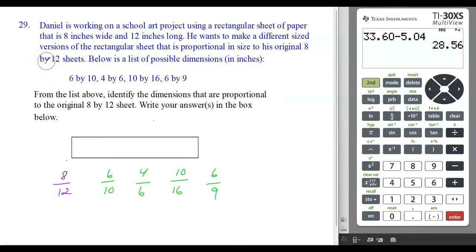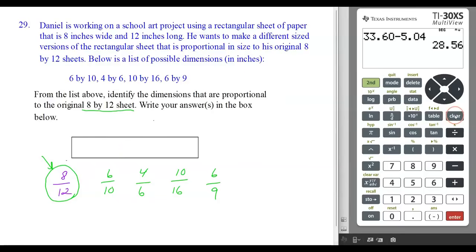So as you can see, when it says his original sheet here is 8 by 12, I can write that as a fraction, 8 over 12. 6 by 10, I can write that as 6 over 10. So I want to know which ones are proportional to this. So really what I'm going to do is reduce the fractions on my calculator, and whichever ones come out the same, I'll write in the box. That's pretty much it here.